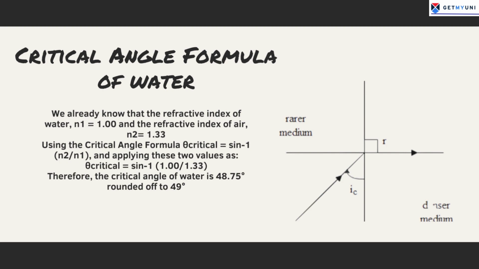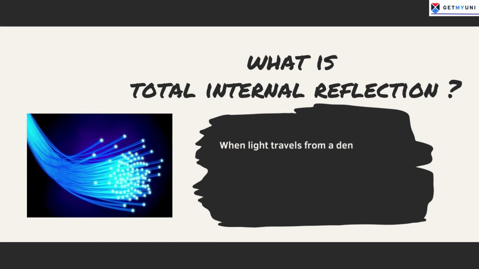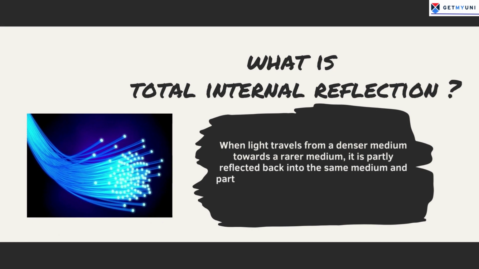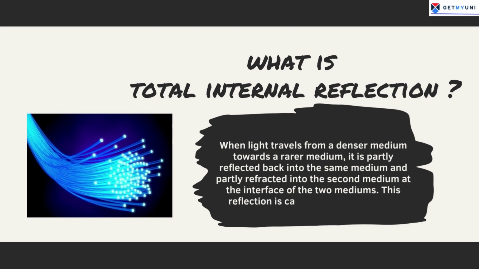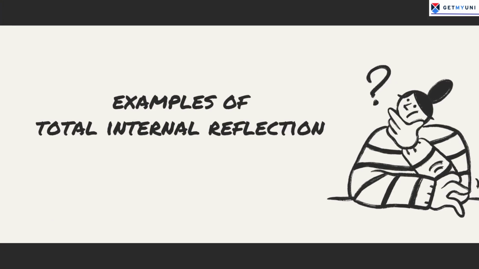Now coming to our next topic, total internal reflection. Light always bends normally as it travels from an optically denser medium to an optically rarer medium. Due to this, light is partly reflected back into the same medium and partly refracted into the second medium at the interface of the two mediums. This phenomenon of reflection of light is called total internal reflection. Here are some examples of total internal reflection.